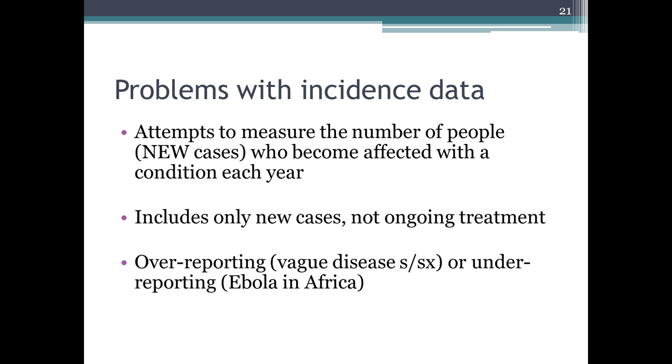Sometimes, though, you always look at your data with a grain of salt. Incidence data could also have an over-reporting problem, especially for vague diseases with vague signs and symptoms, missed categories, and so on and so forth. The other good example of problems with incidence data is the Ebola outbreak in Africa.